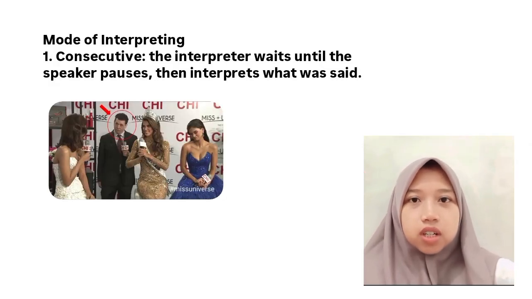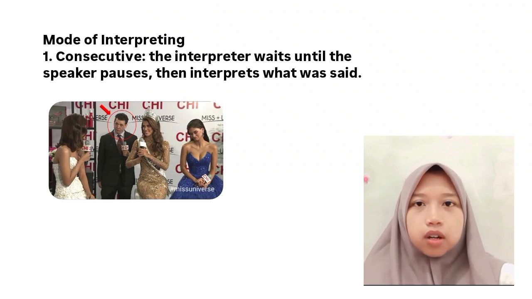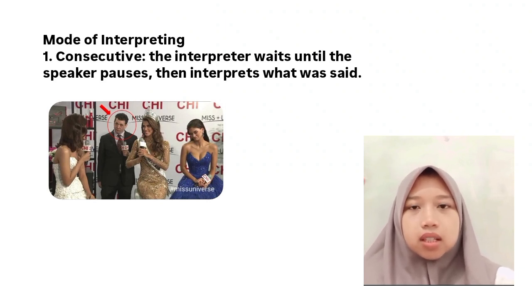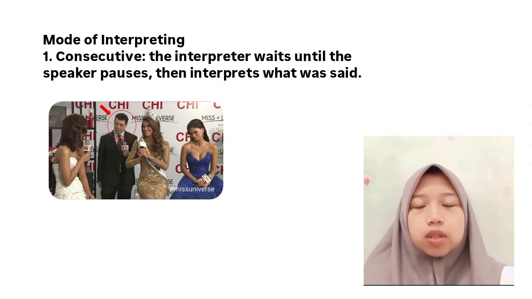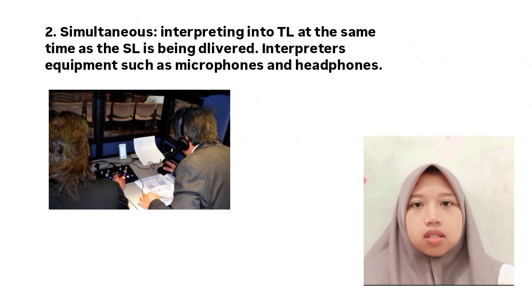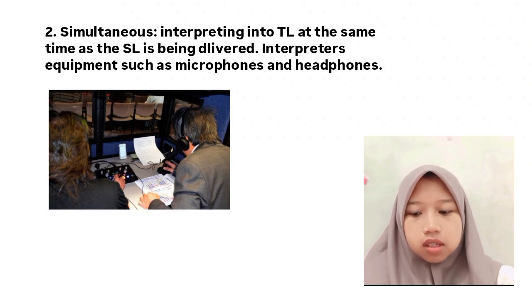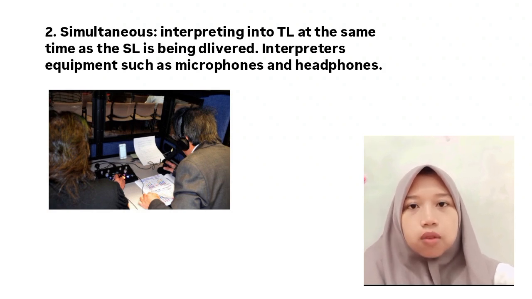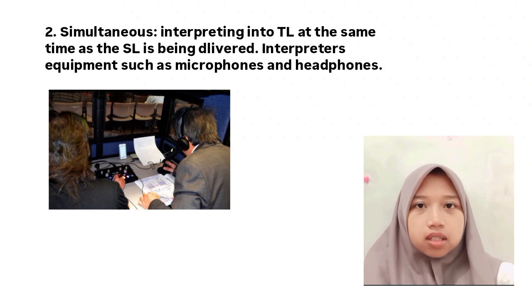For the next material is mode of interpreting. First is consecutive interpreting. The interpreter waits until the speaker pauses, then interprets what was said. For example, interpreting at Miss Universe. Second is simultaneous interpreting. Interpreting into the target language at the same time as the source language is being delivered. Interpreters use equipment such as microphone and headphone. For example, conference at United Nations.